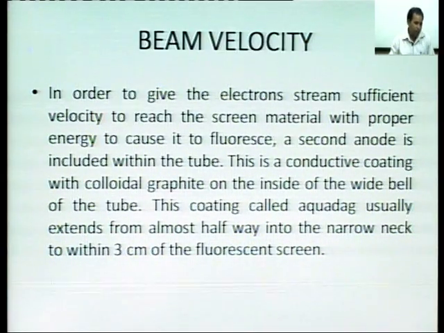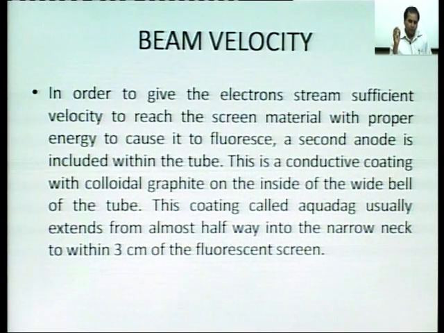So, to give that fluorescence, what do we do? Electrons in the beam are made to travel at such a high speed that they acquire a high kinetic energy, so that when they strike the phosphorus screen, that kinetic energy is converted into light. So, this is our primary aim. For that we require beam velocity. So, beam velocity is controlled with the help of the accelerating anode.